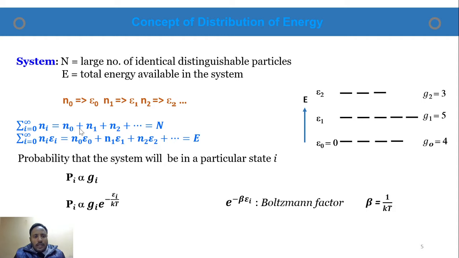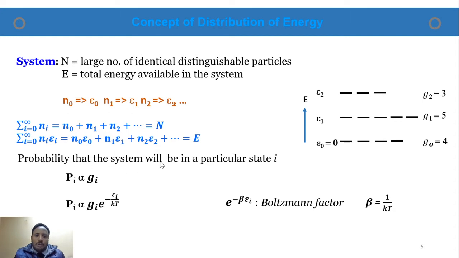Then, if we add n0, n1, n2 and so on, we should always get capital N, the total number of particles that is present in the container. And if we take the product of the number of particles with the energy which they possess, that is n0 multiplied with E0, added to n1 multiplied by E1, added to n2 multiplied by E2, we will get the total energy E of the system. So the total energy E is always consistent with the distribution here.